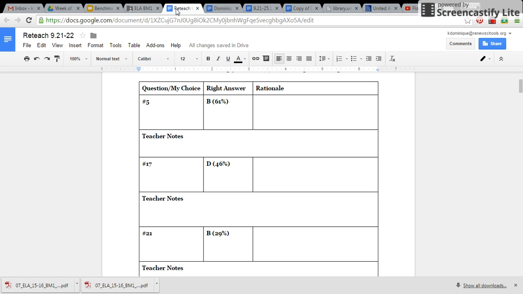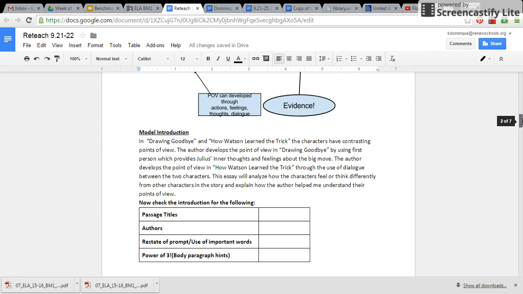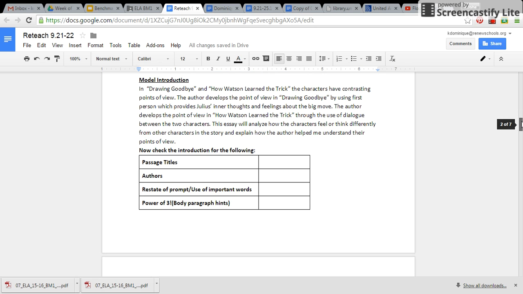So if you look at my sample model introduction paragraph and the checklist below, please read the introduction very quickly and then check to see whether all of these things are in the introduction. The titles, the authors, restate of the prompt, or the use of important words from the prompt, and the power of three. Do you really know what I'm going to cover in those body paragraphs? Please feel free to annotate this introduction as you see fit. You can pause the video at any time.